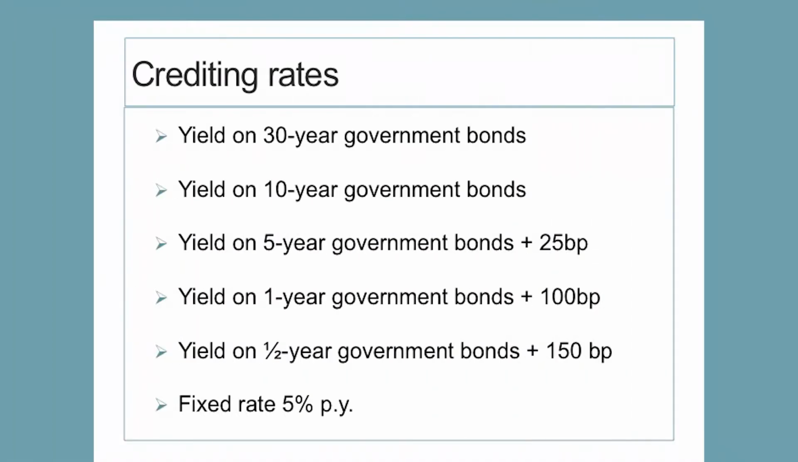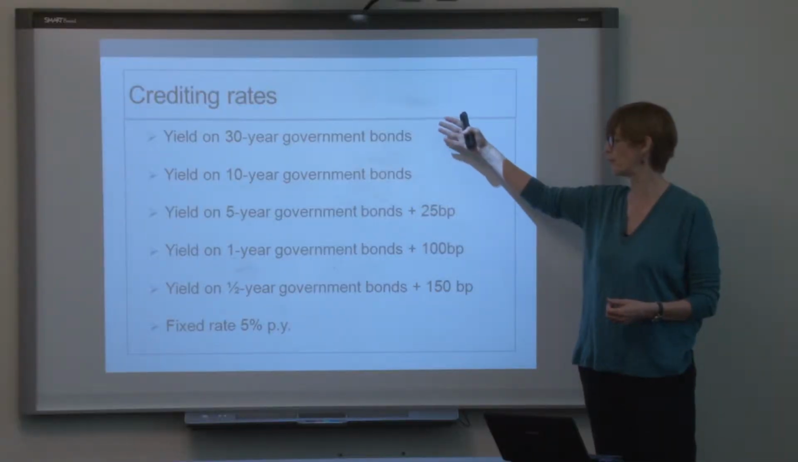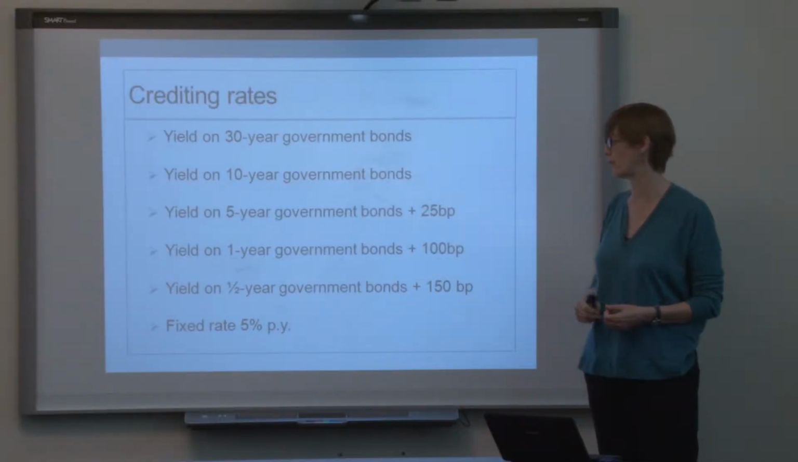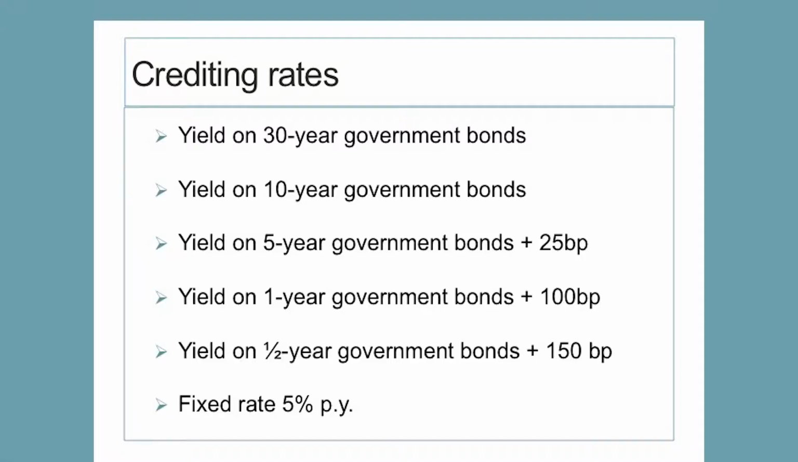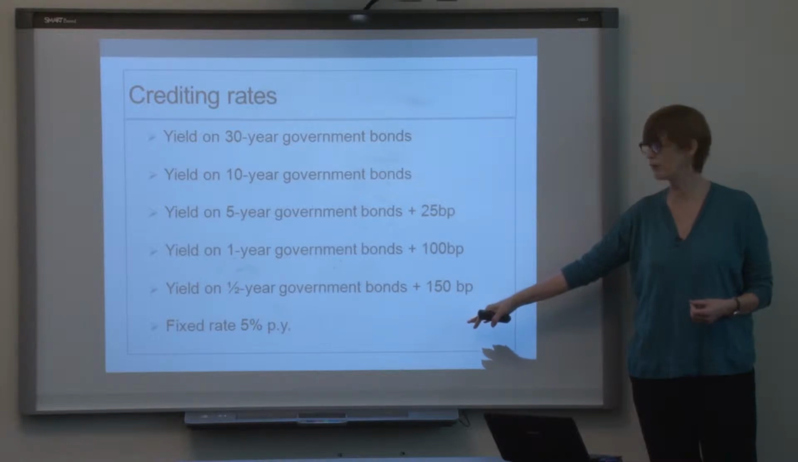The crediting rates that are commonly used are based on market interest rates, and the most common rate used is the yield on 30-year government bonds. And that's used by something in the region of 40% of the cash balance plans. And the second most common is the yield on 1-year government bonds with a margin, with an extra 1% on top of that yield. These are yields to maturity. The next most common design is a fixed rate, not a market rate at all. Fixed rates typically between 4 and 8%. We're going to illustrate that by using a 5% example.